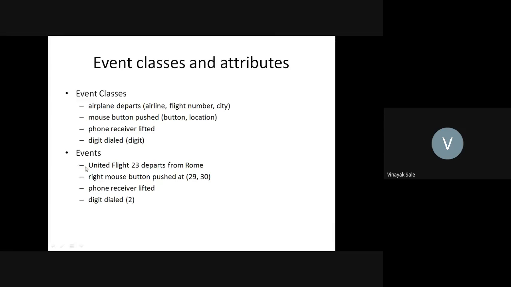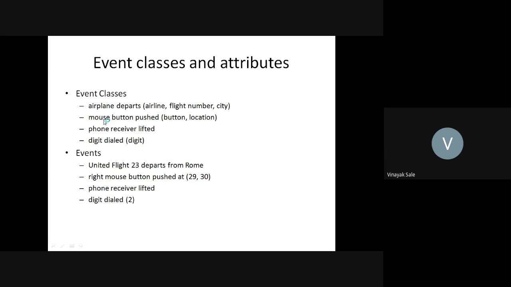So what is the event? The airline is United, the flight number is flight 23, and it departs from the city Rome. This is the event. Airplane departs (airline, flight number, city) is the event class. The items in brackets, airline, flight number, city, are the attributes. Using these attributes, we can explain the concept of an event.